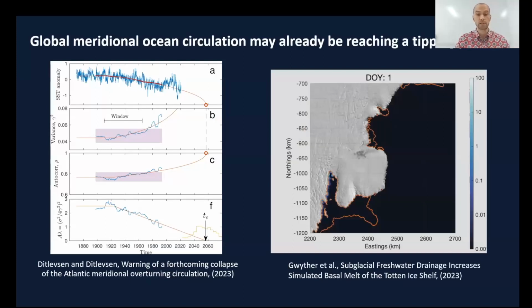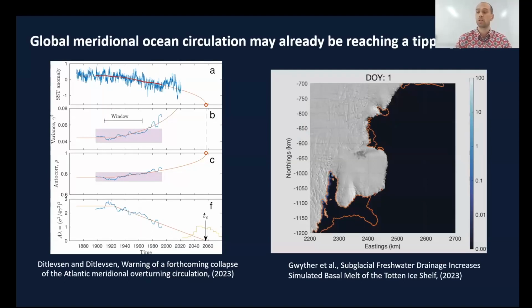Indeed, there was a paper that just came out fairly recently. They used a dynamic system approach. I won't go into this in any detail, but they suggested that we've actually passed a tipping point. It's reached all the criteria of passing a tipping point. And they suggested there's going to be a collapse of the meridional overturning circulation by 2055, with some error.